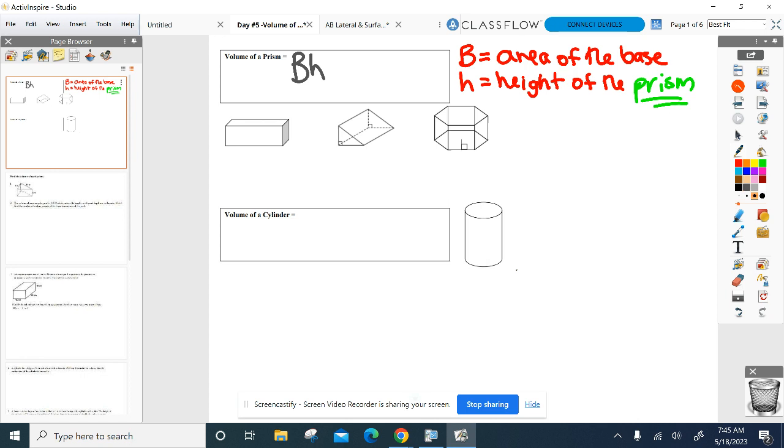What about volume of a cylinder? It's still BH, except the B is a circle. Everyone see pi r squared now instead of B? Yeah, that's because the base is a circle. So pi r squared, but still times the height. All on your formula sheet.